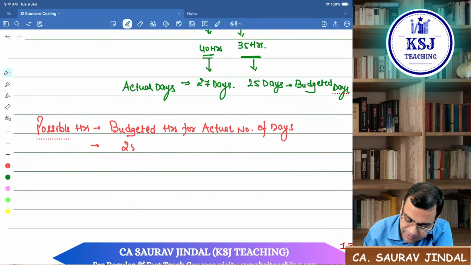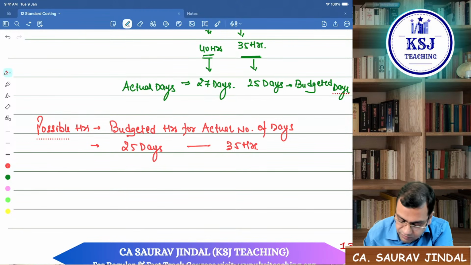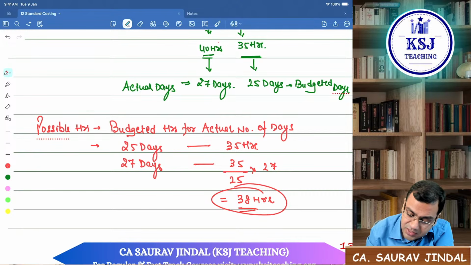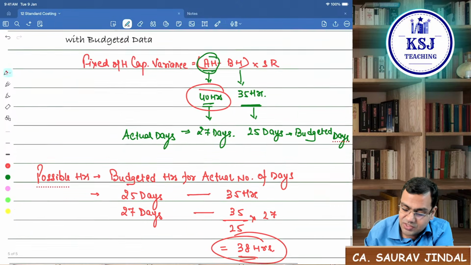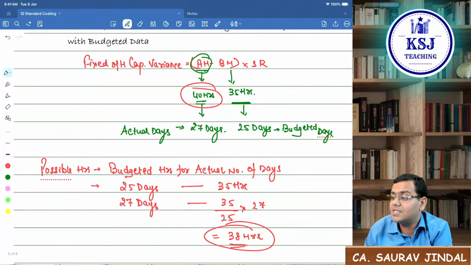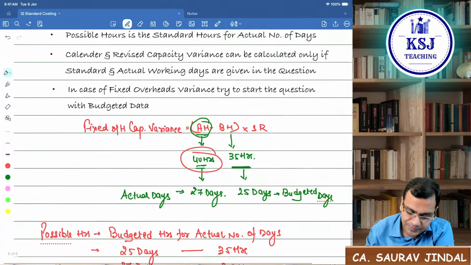Sir, for 25 days, that is your budgeted days, your budgeted hours is 35 hours. Now, for actual days, that is 27 days, what is your budgeted hours? That is 35 by 25 into 27. So that will come to 38 hours. Now you will compare this 38 hours with 40 hours to calculate your capacity variance. So that is what we call it as revised capacity.